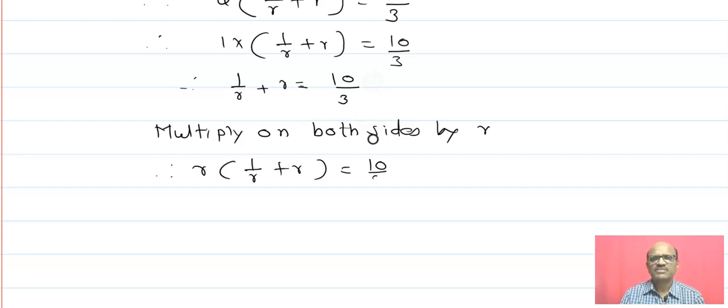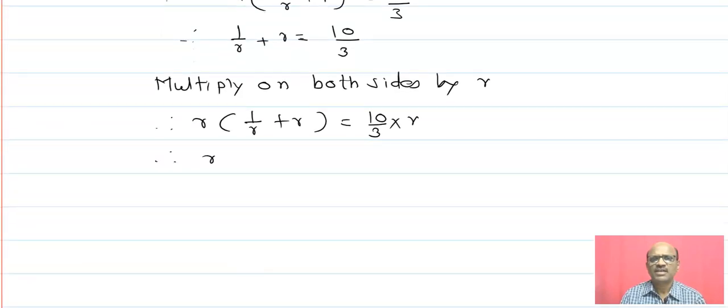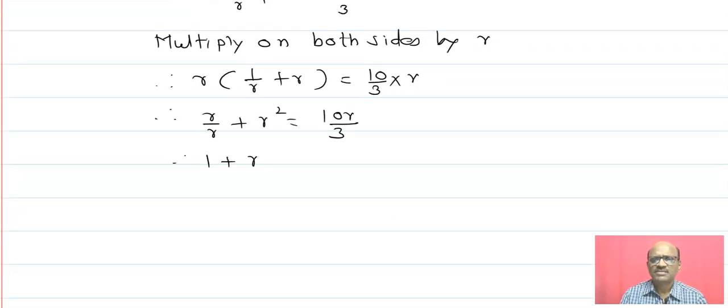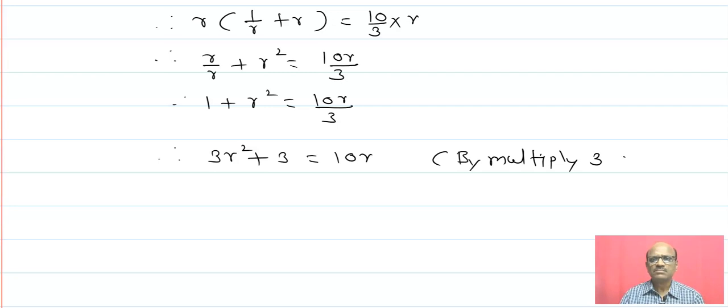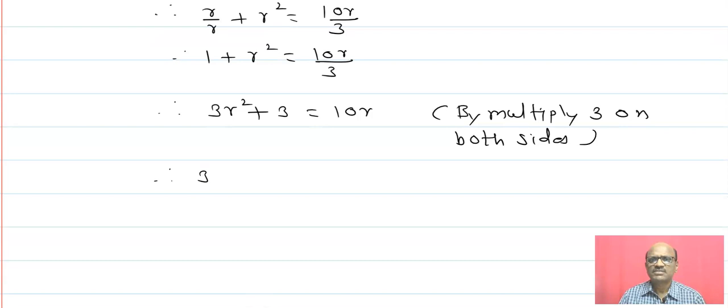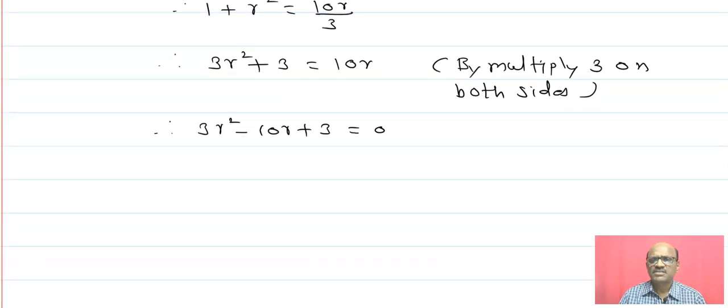Therefore, now simplify this equation. Multiply on both sides by r. That is r into (1 upon r plus r) is equal to 10 upon 3 into r. Normal simplification: 1 plus r square is equal to 10r upon 3. Therefore, multiplying on both sides by 3, you will get 3r square plus 3 is equal to 10r.